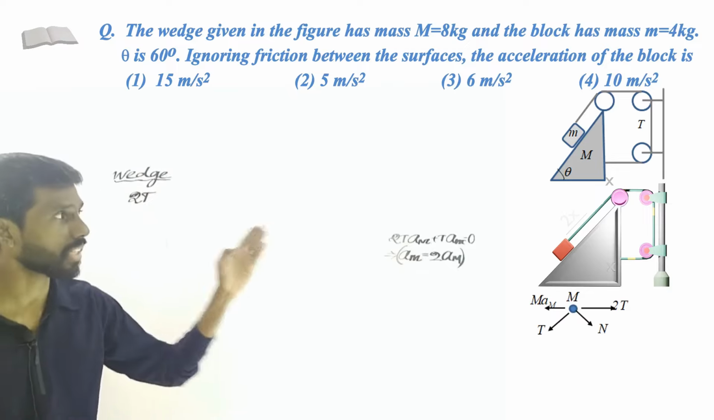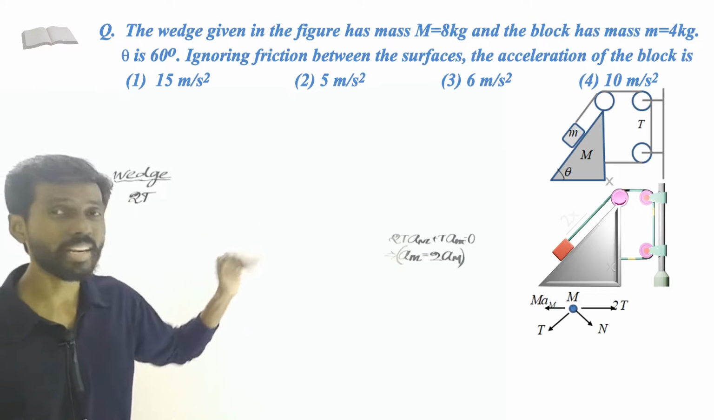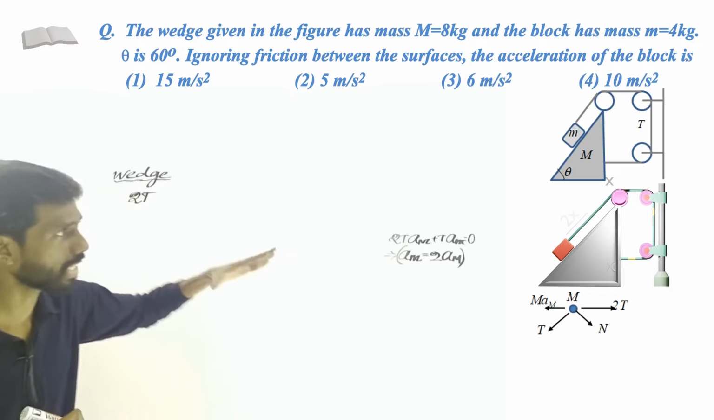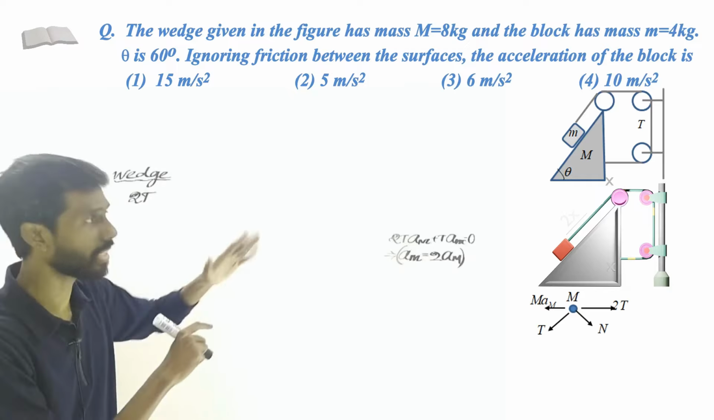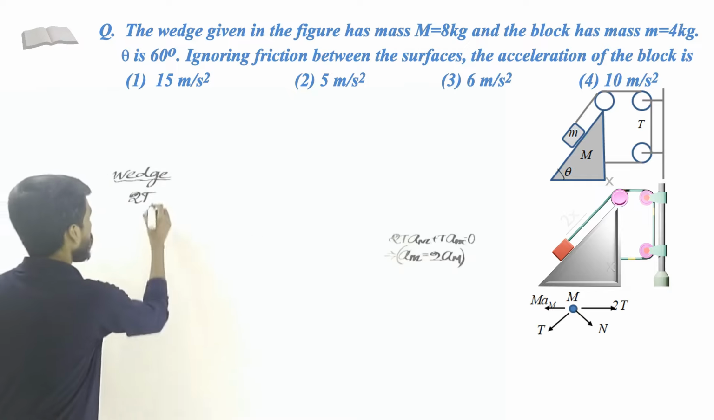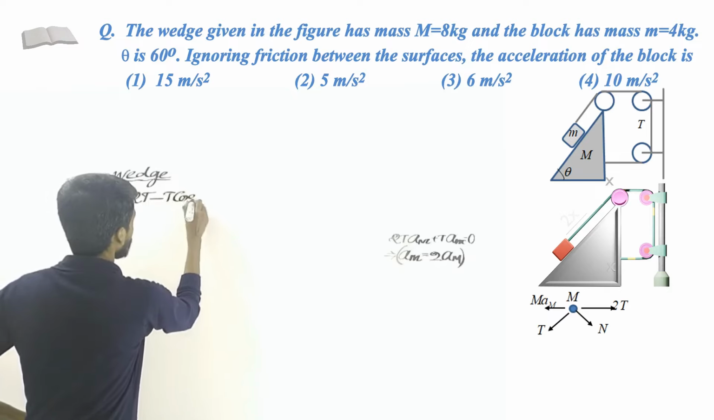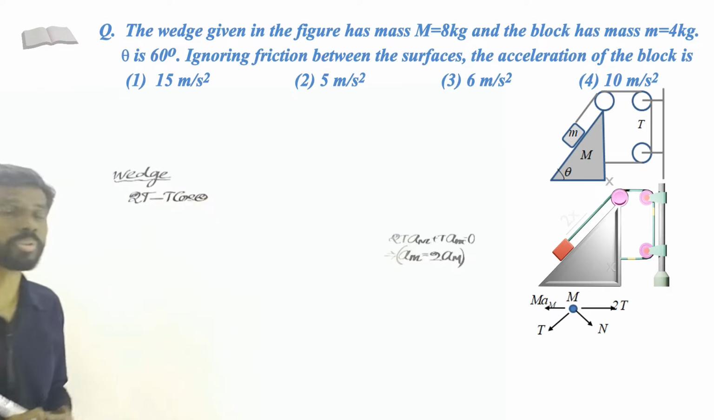Not only that, there is a string in this direction also, but that is inclined, that is not horizontal. So we have to take its component. What is that? T cos theta, alternate angle, right? Cos theta, T cos theta. So minus, opposite direction, minus T cos theta. This is the total force due to that string.